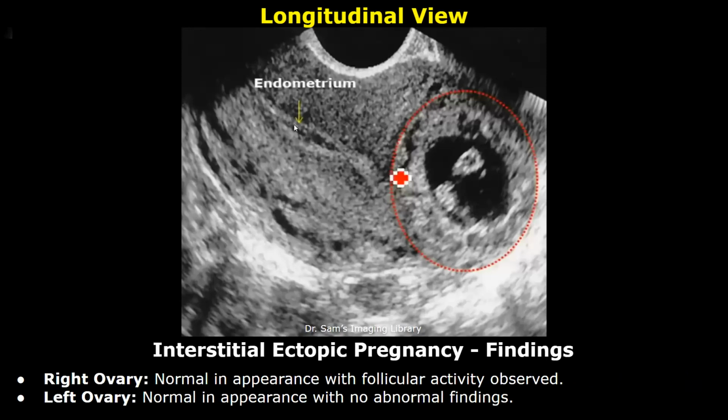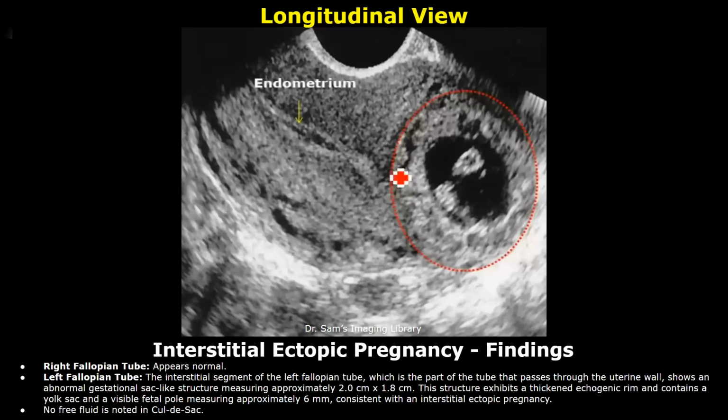The right ovary is normal in appearance with follicular activity observed. The left ovary is normal in appearance with no abnormal findings. The right fallopian tube appears normal. Left fallopian tube: the interstitial segment of the left fallopian tube, which is the part of the tube that passes through the uterine wall, shows an abnormal gestational sac-like structure measuring approximately 2 x 1.8 centimeters.